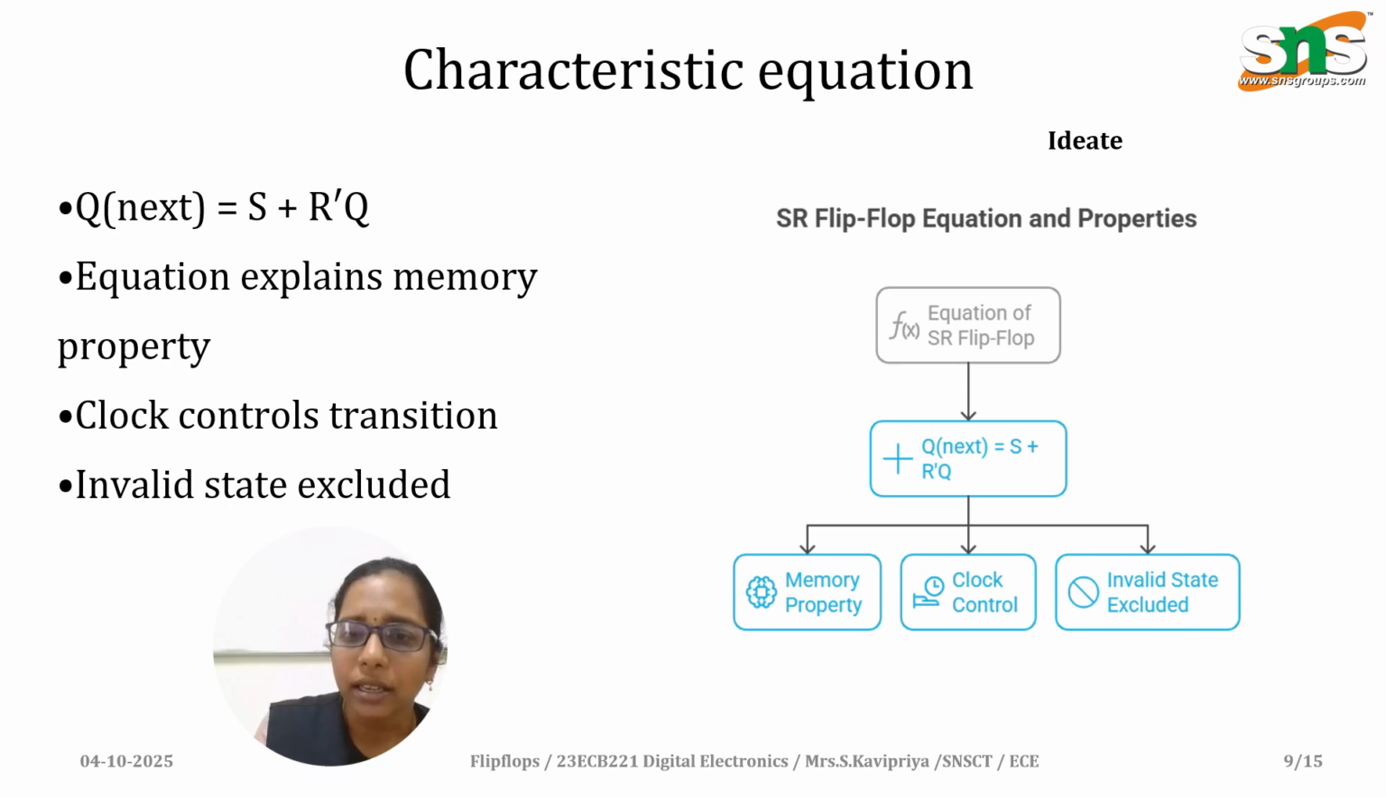Next is the characteristic equation of the SR flip-flop, which is nothing but Q next, the next state output, is equal to S plus R dash Q. Here Q is the present state output. This equation explains the memory property and controls the entire transition. Also, the invalid state is excluded here.